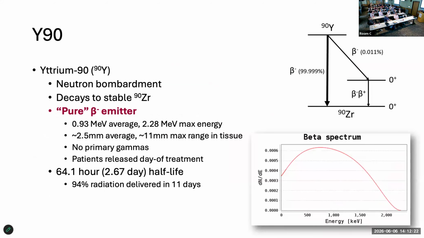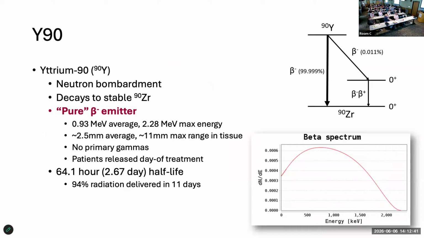Okay. Y90 itself, or yttrium-90, is a radioactive isotope of yttrium that decays by a somewhat pure beta emission to stable zirconium. So once all of that Y90 is delivered to the patient, it just stays in that embolized area as stable zirconium and causes no issues.